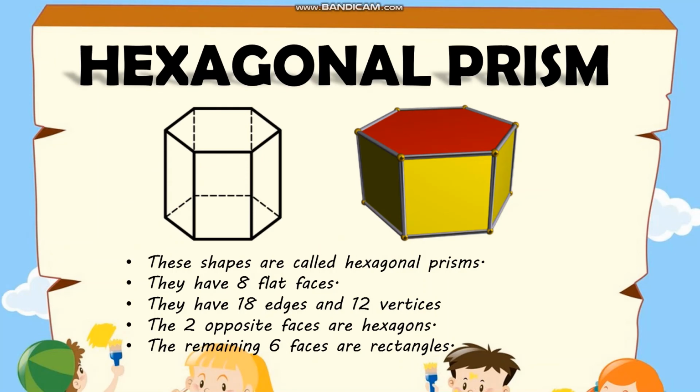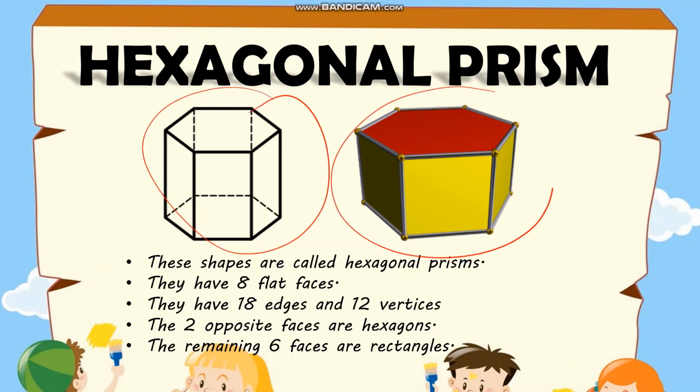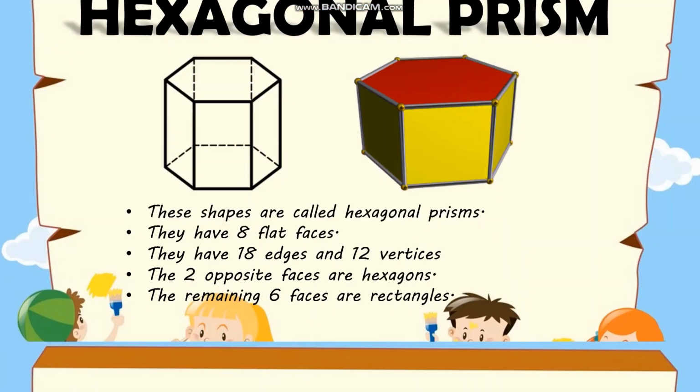The next shape is hexagonal prism. Hexagonal prism has 8 flat faces. They have 18 edges and 12 vertices. Opposite faces are hexagons while the remaining 6 faces are rectangles. So these are the examples of hexagonal prism. Let's move on to the next shape.